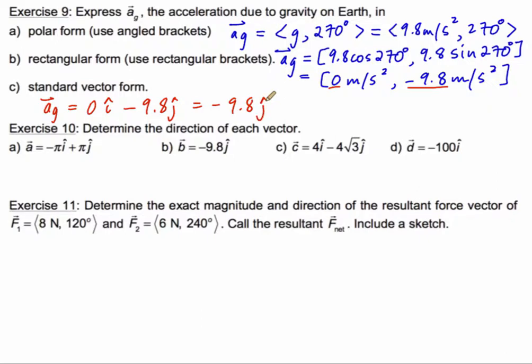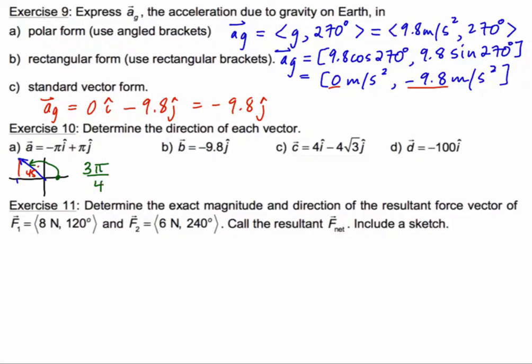In exercise 10, we are asked to determine the direction of each vector, and a quick sketch can help us to see this. The first vector is going left pi spaces and up pi spaces. Because those distances are the same amount, we see that we are forming an isosceles right triangle with the x-axis, which has a reference angle of 45 degrees, or pi by 4. Therefore, the angle in standard position is going to be 3 pi by 4.